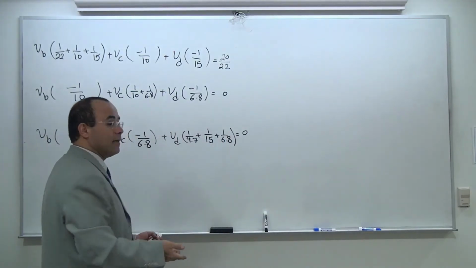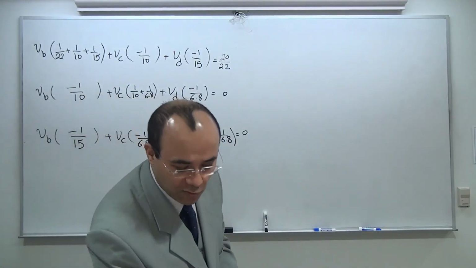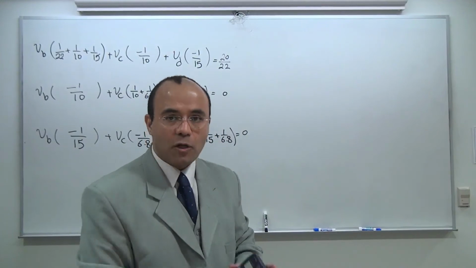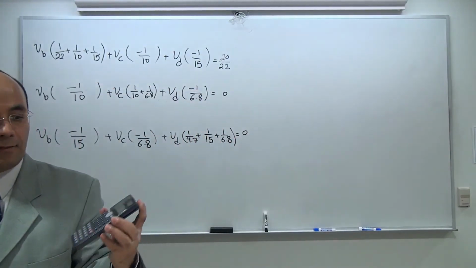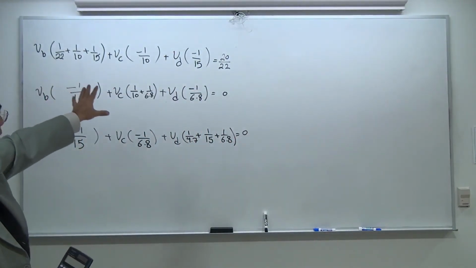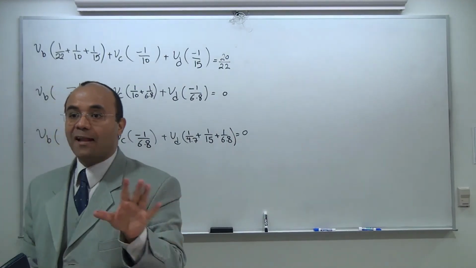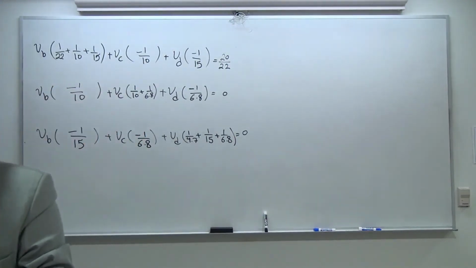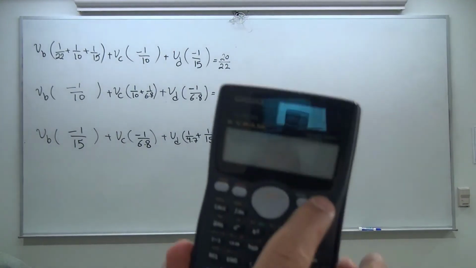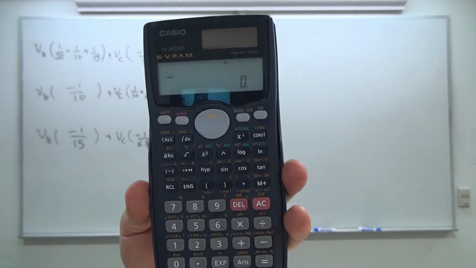Now, how many equations do you have? You have 3 equations, 3 unknowns. I'm going to use Casio, and I'm not going to simplify anything. I'm going to enter the values as you can see on the system. I'm going to turn on the system.